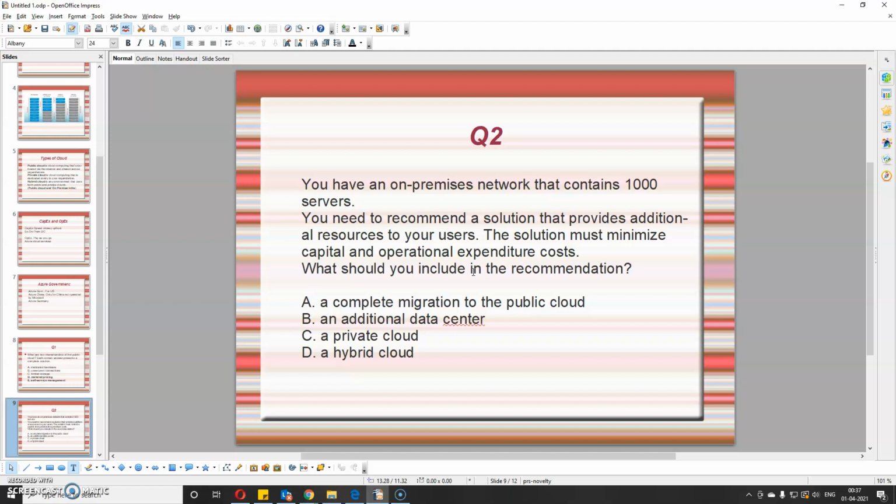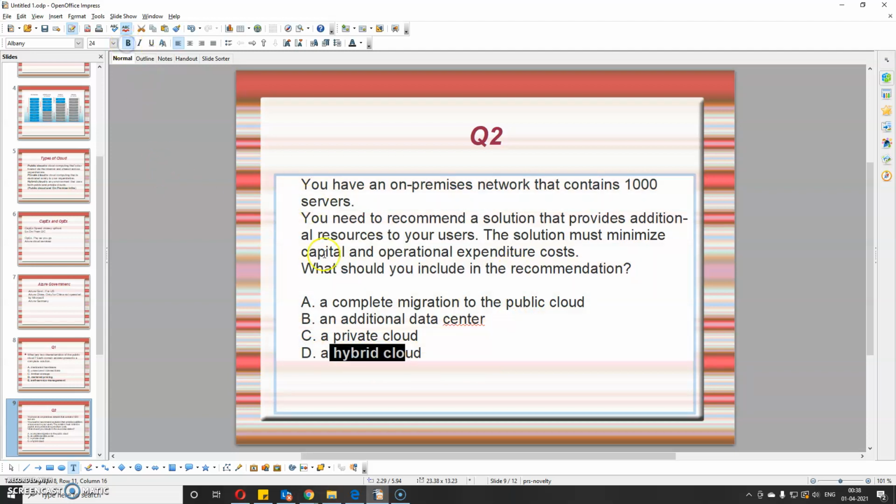So they are suggesting a complete migration to public cloud. They have 1000 servers on premises, and going all to the public cloud would be very expensive. The upfront cost anyway will be very, very high. So we'll not go with this option. Then next, add some additional data center. I mean, there is no need to add a data center. Then go for a private cloud. They already have an on-premises network, so going to private cloud is not a good option. Then the hybrid cloud: keep those 1000 existing servers, add a few cloud services to make it compliant. So that would be the most feasible option in terms of expenditure, right? So I'll choose this option.